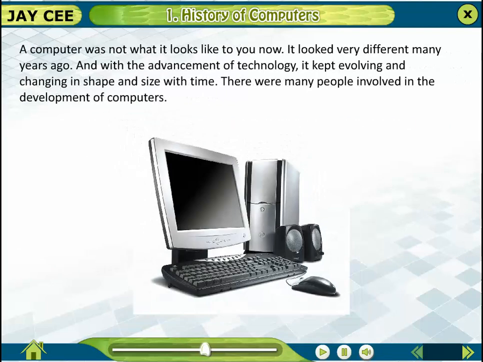A computer was not what it looks like to you now. It looked very different many years ago. And with the advancement of technology, it kept evolving and changing in shape and size with time. There were many people involved in the development of computers.